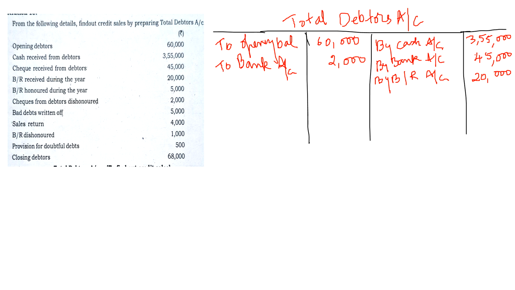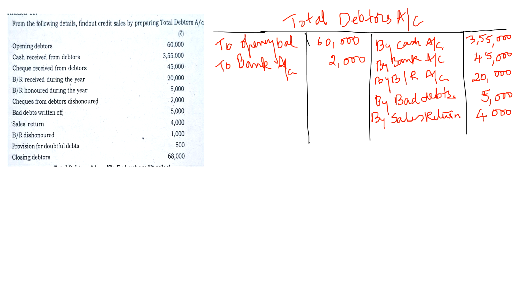Okay. Next item you have is bad debts written off. When bad debts are there, that will be recorded on the credit side as by bad debts. The amount of bad debts is 5,000. Okay. Next you have sales return. That will be recorded as by sales return. The amount here is 4,000.